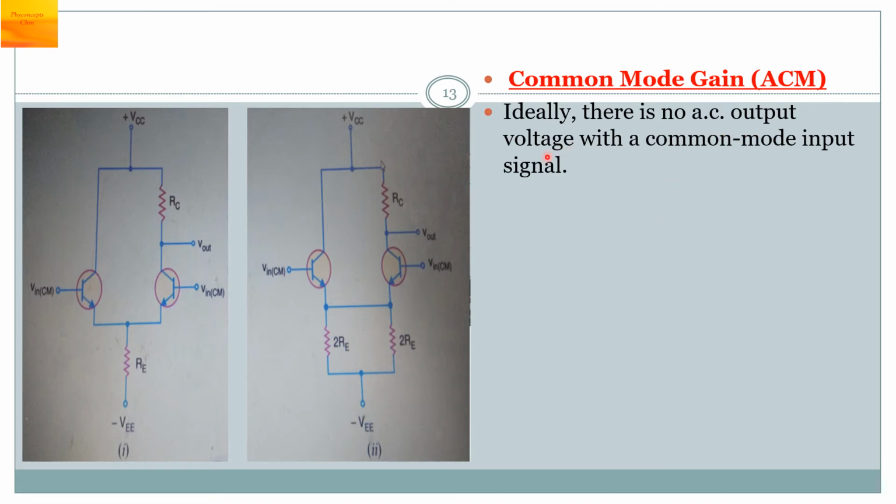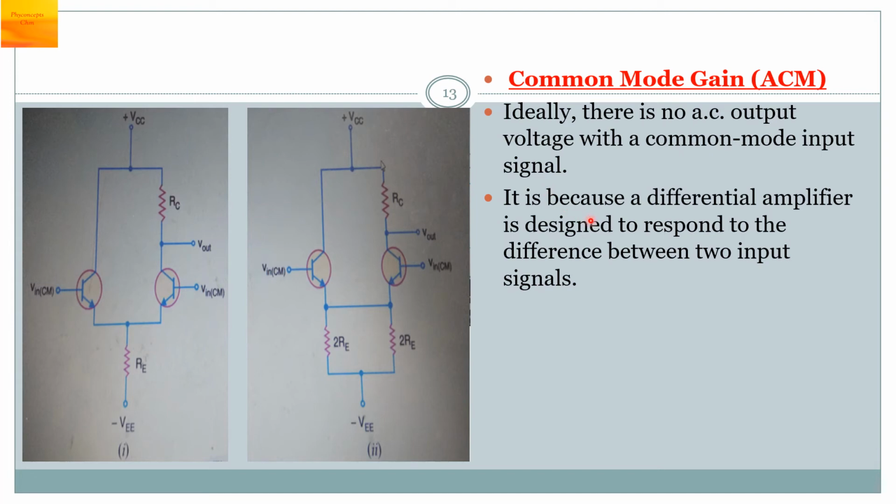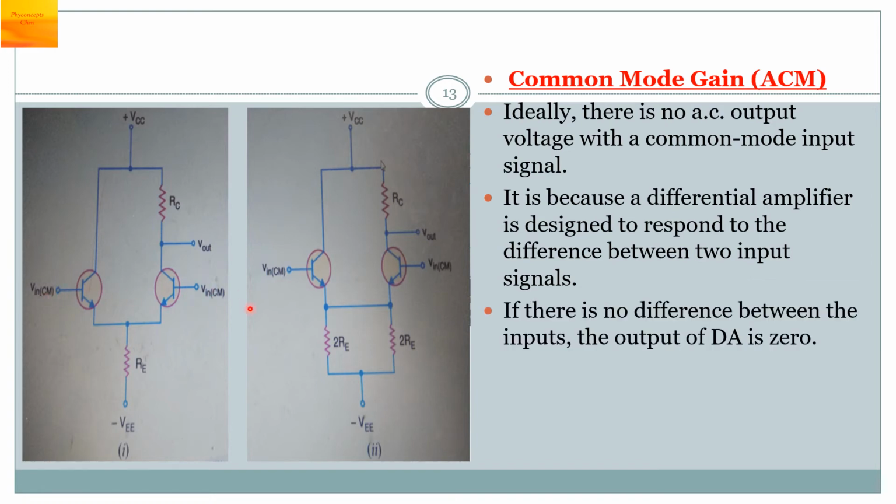Ideally, there is no AC output voltage with a common mode input signal. It is because a differential amplifier is designed to respond to the difference between the two input signals. So the difference between these signals which are the same is 0, so no output. The output of the differential amplifier is 0.